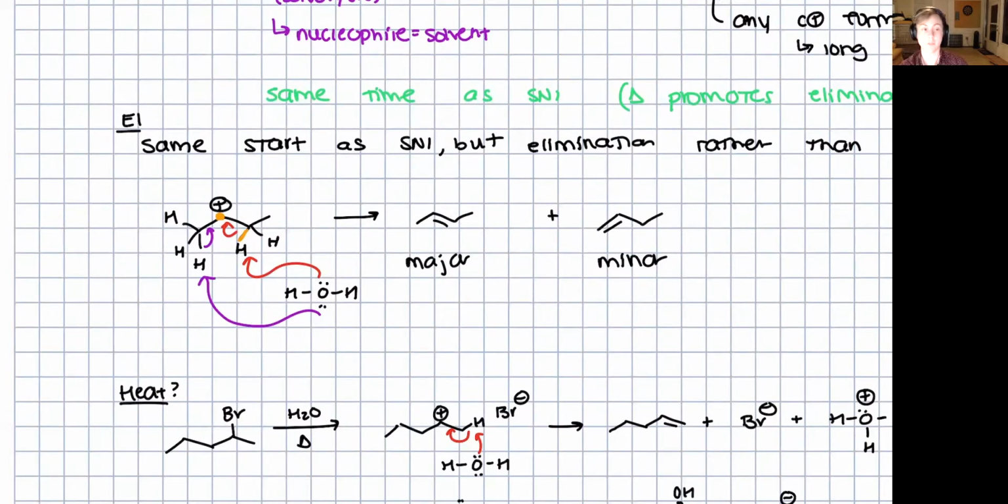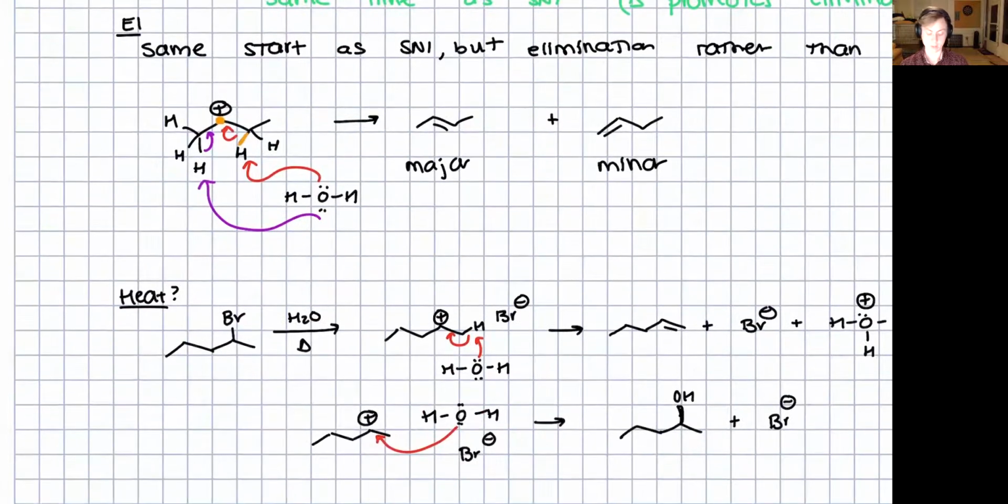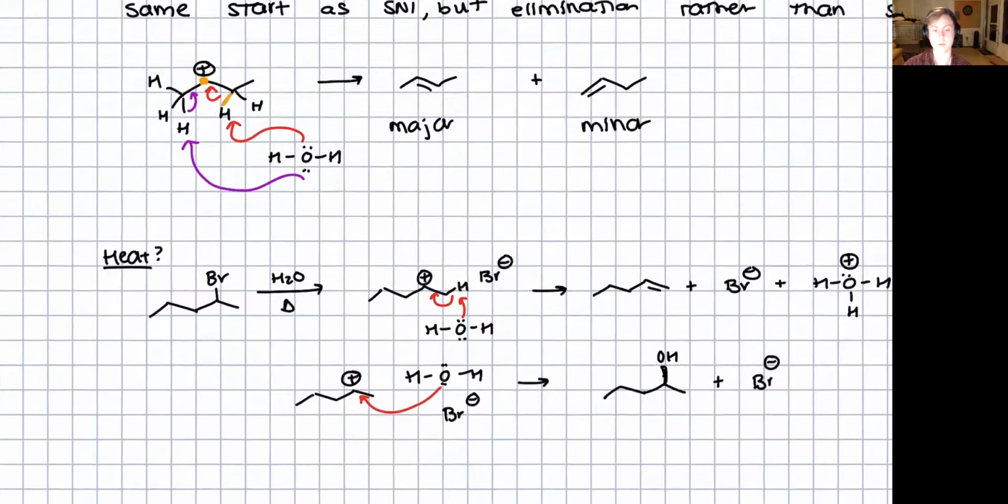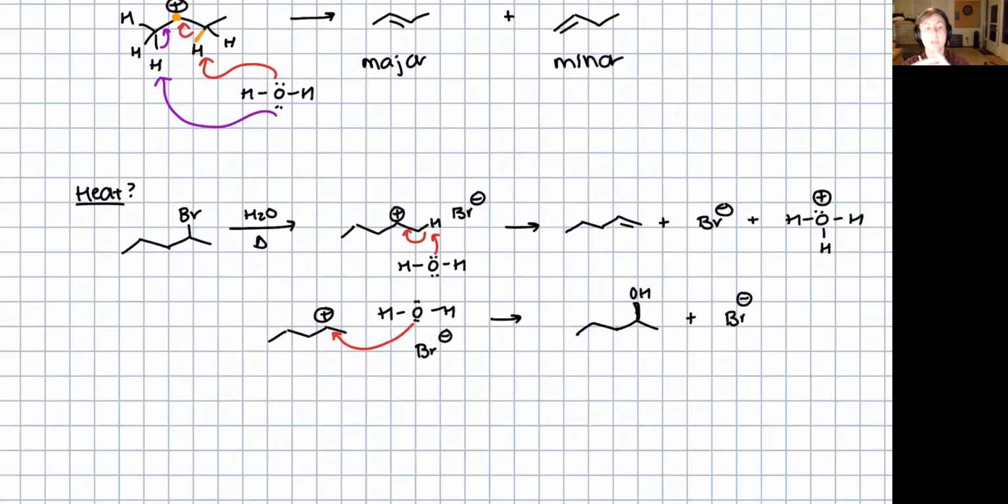And so that's really the only difference with E1: we take off the hydrogen, whereas with an SN1, we attack the carbocation. So not too bad. Again, same mechanism basically. But I did want to take a second and talk about something that confused me for a while, and that was, if we add heat, it will favor the elimination product. And the reasoning behind that is basically because of entropy.